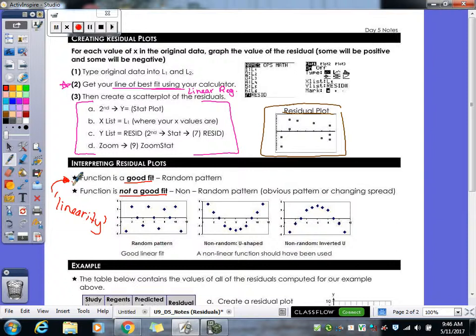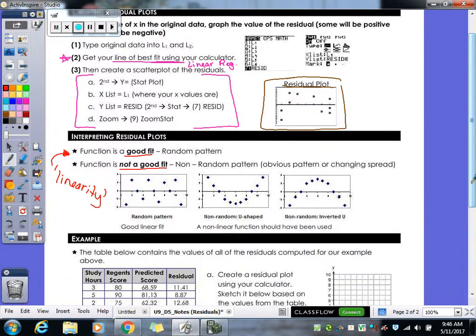So what that means is, with your residual plot, you want it to be completely random looking. The fact that your residual plot is completely random, that's showing that your line of best fit did go through the middle of your data, and you had some points above it, and you had some points below it. When it doesn't have a random pattern, but there's an obvious pattern to it, or a changing spread, which we're going to draw that picture in just a minute, that means it wasn't a good fit.